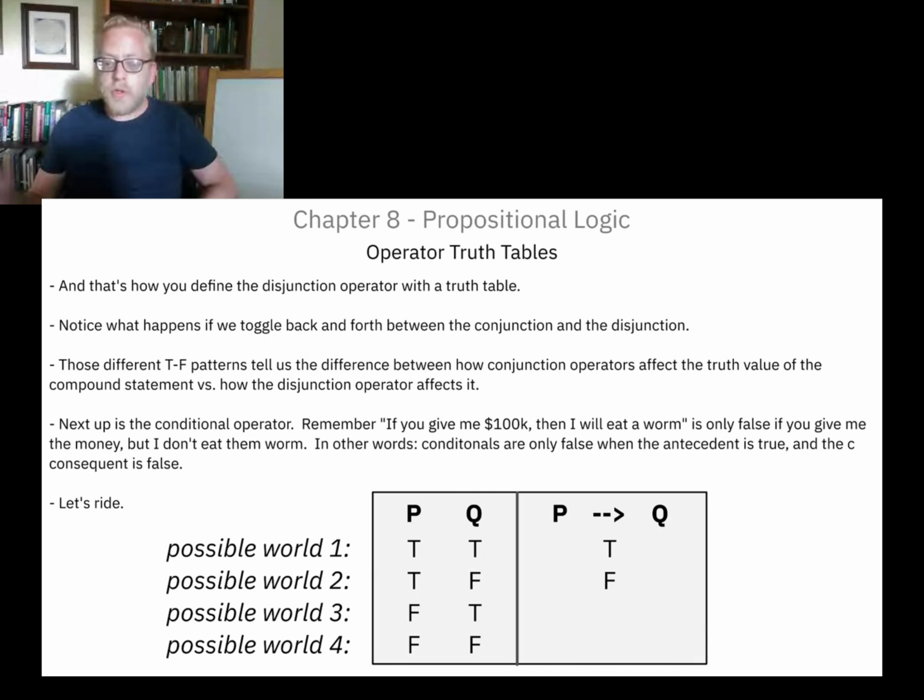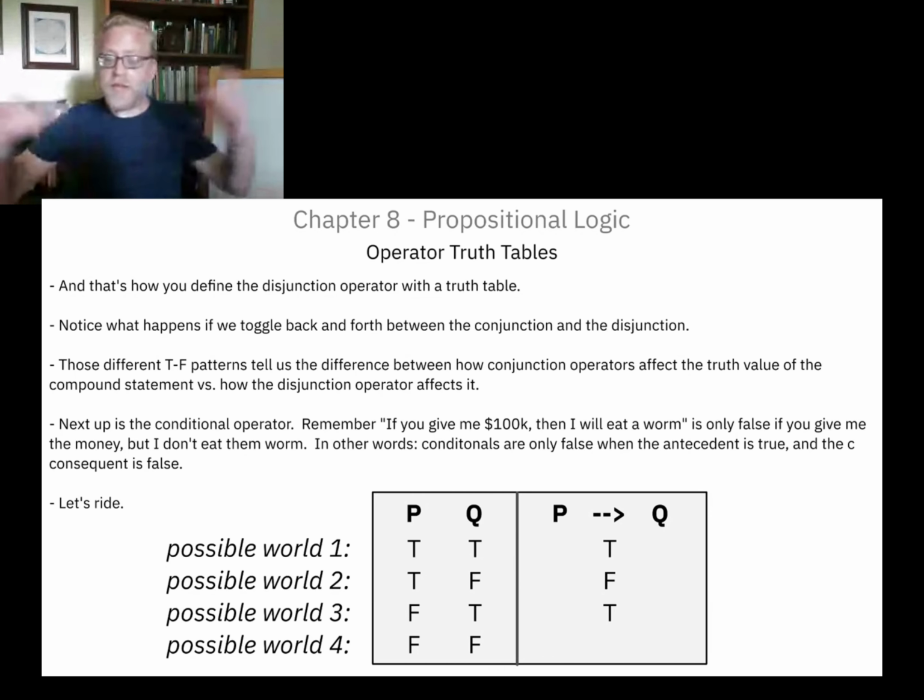World 2 is where we get into trouble. In World 2, P is true, but Q is false. That's the world where you give me 100K and I don't eat the worm. Then I lie. Then my promise has been broken. Then the rule has been violated, because the rule says whenever P is true, Q is true. But in World 2, P is true and Q is not true. So that means the statement is not true in that world.